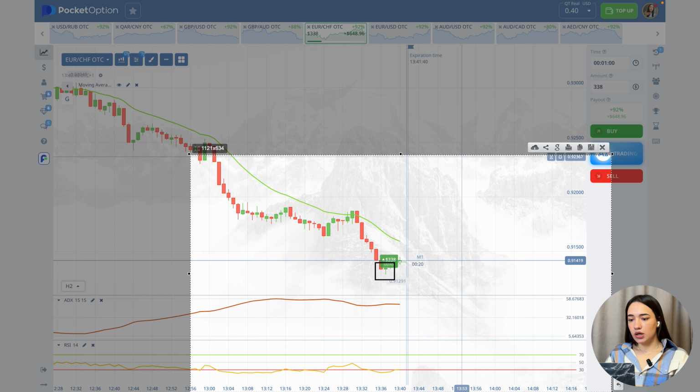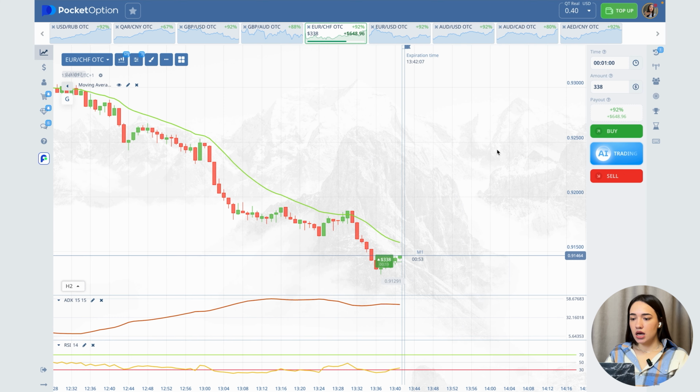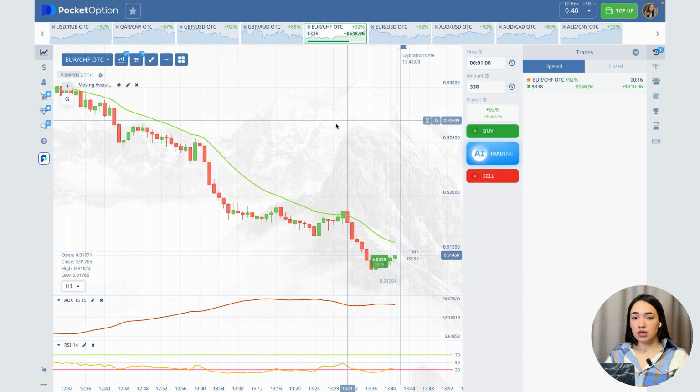Yes, well, and also on the RSI oscillator, we are observing the exit from the oversold area. So here we're opening a deal to increase. And let's look at the result again.